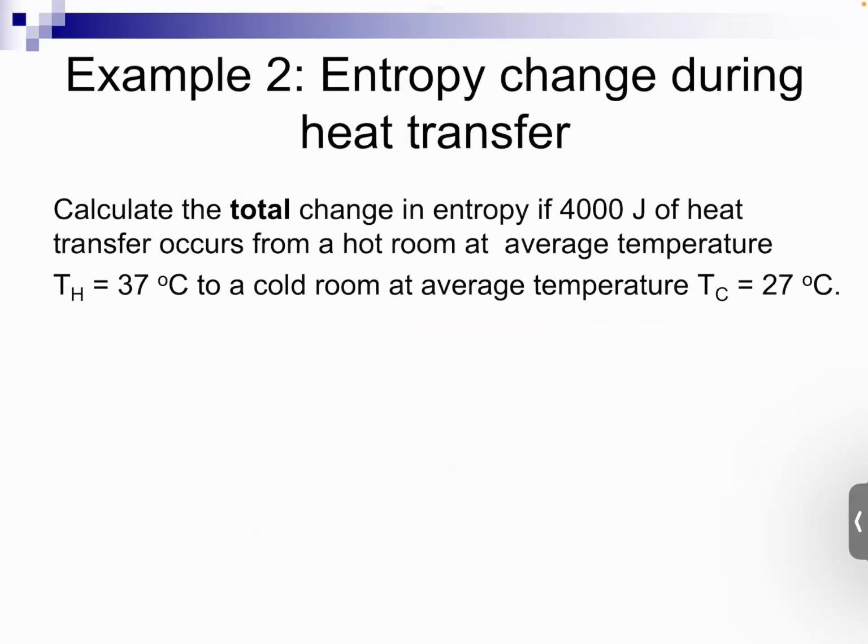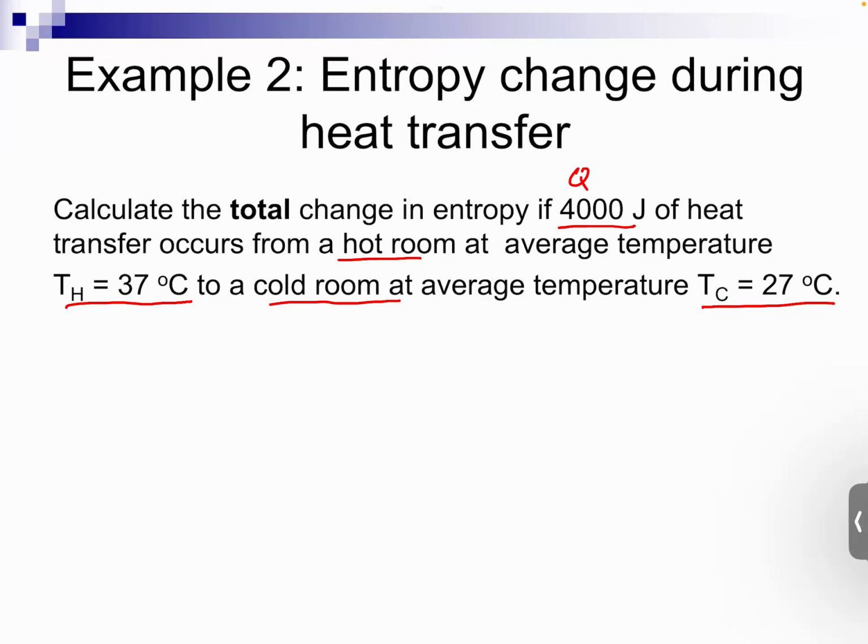Okay, let's look at another example. You have here 4,000 joules of heat, so you are given Q right away. The heat occurs between two rooms. You have a hot room at an average temperature of 37 degrees Celsius, and a cold room at an average temperature of 27 degrees Celsius. We learned that if two objects are at different temperatures, heat will transfer spontaneously from hot to cold. So heat will move out of the hot room and into the cold room. It's given here that 4,000 joules of heat will transfer from the hot room to the cold room.